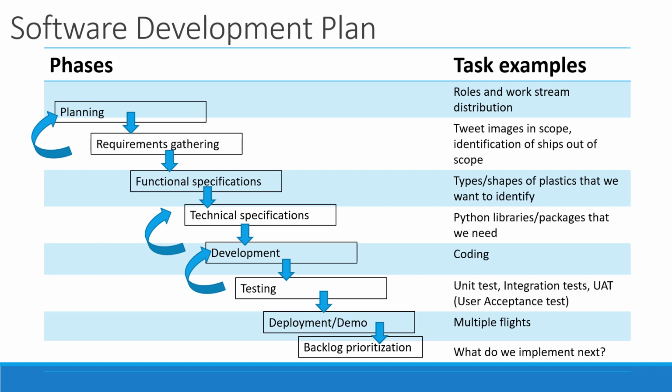After development, we go down to testing. Testing could be unit tests, integration tests, UAT tests, which also has an arrow back to development in case we have to recode and assess the bugs. After testing, we go down to deployment/demo. This could be multiple flights, so we do multiple demos to see how it is and assess how we can change the flight if we have any issues.